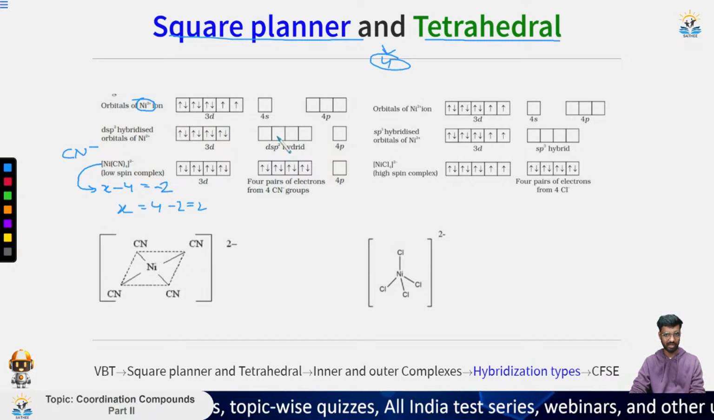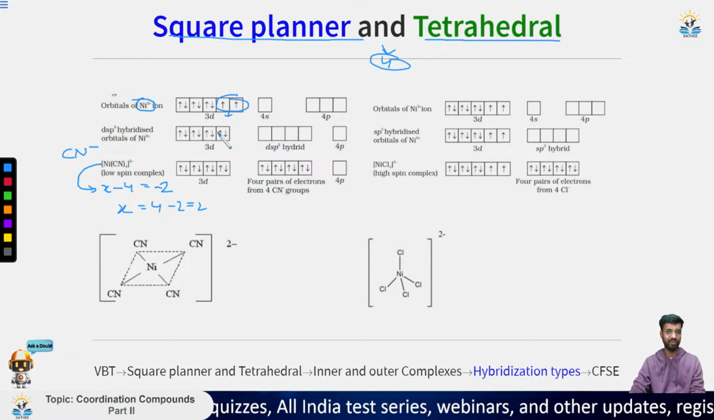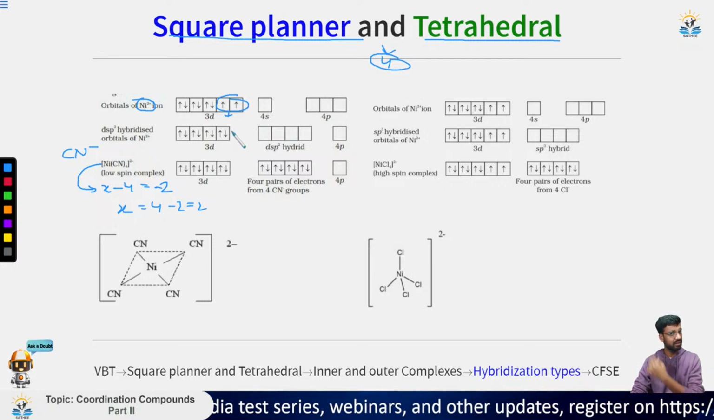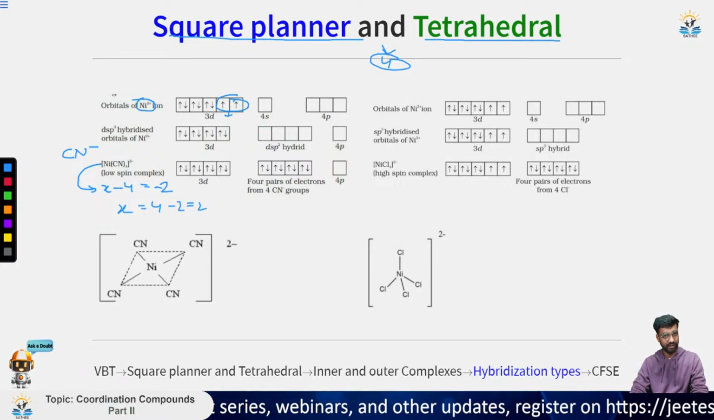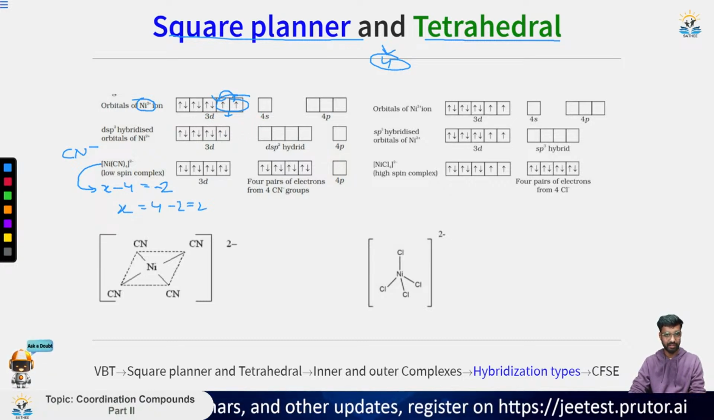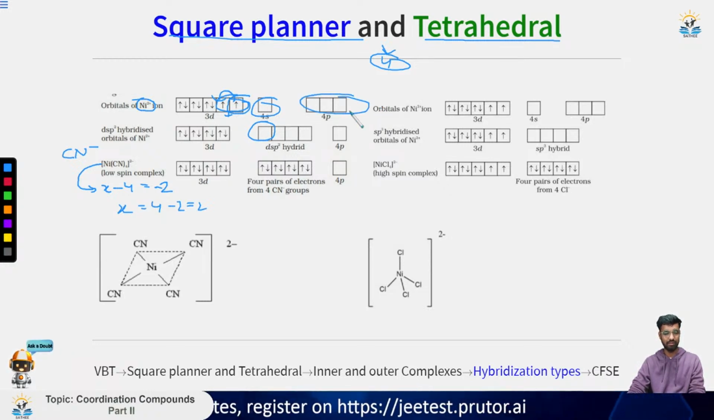Now what happens is that we are removing 2 electrons from here. So 2 electrons are removed here, and we are left with these 8 electrons. Now this electron gets paired here. This goes here and gets paired. Now we are left with one d orbital, which becomes vacant here, one s orbital, and 3 p orbitals.